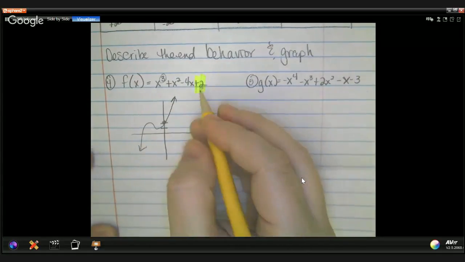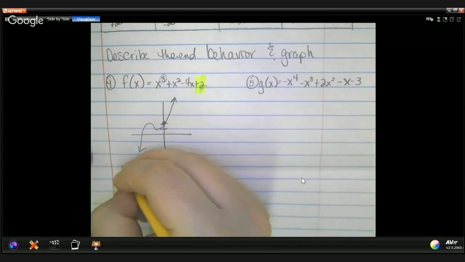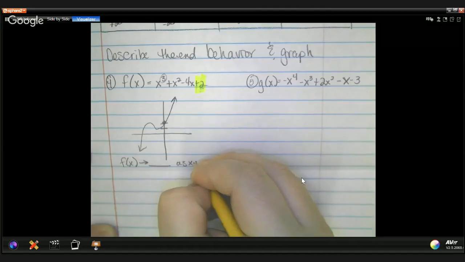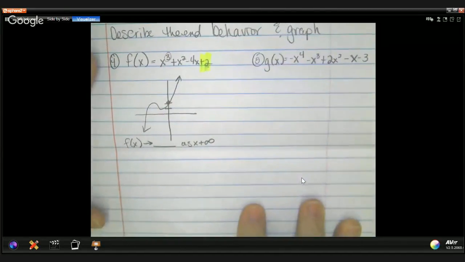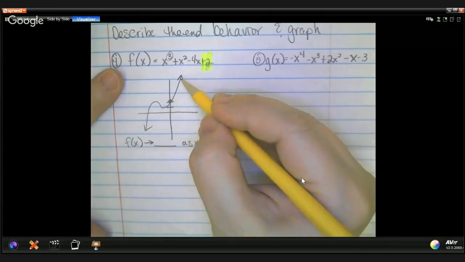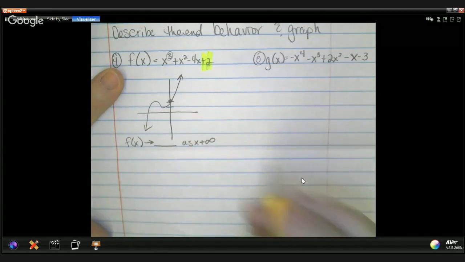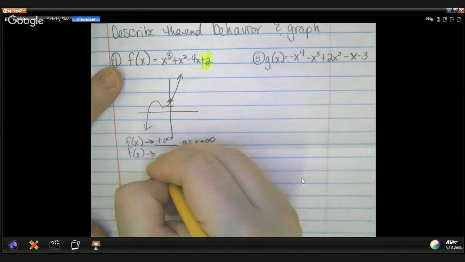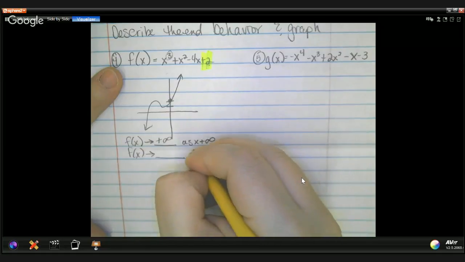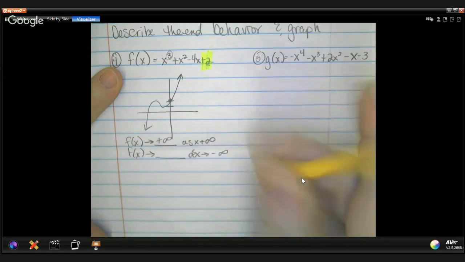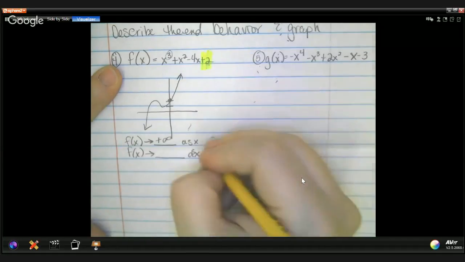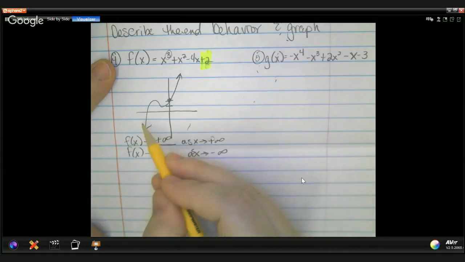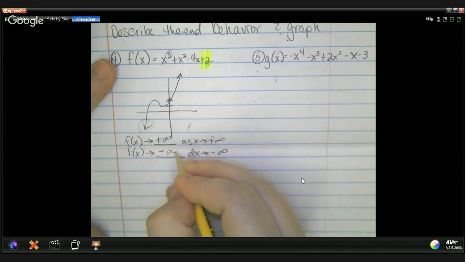And so now, if I describe my end behavior, where does y go as x goes to the right? And if you look at this graph, as I went to the right, it goes up, and up is what kind of infinity? That's right, it's a positive infinity. And then where does y go as x goes to the left? And as I go to the left, my left arrow faces down, so it's negative infinity.